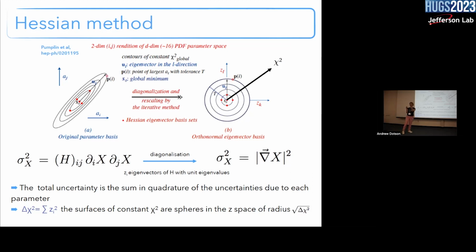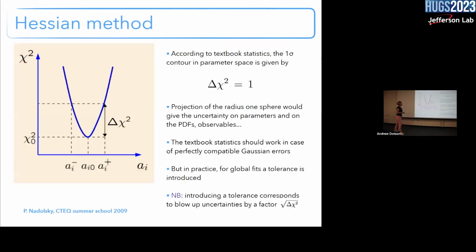So then the problem becomes simple. You take the problem, you rotate it, and then you just sum in quadrature along the n par independent directions. The only problem is that according to textbook statistics, in principle, this is the minimum. Then you want to know how far you can go in the delta parameter space to determine the uncertainty. Usually you do delta chi-square equal to 1 when you have one parameter. You project it down, and this is the 68% confidence level on the parameter a_i, okay? That's what you normally do when you have one parameter.